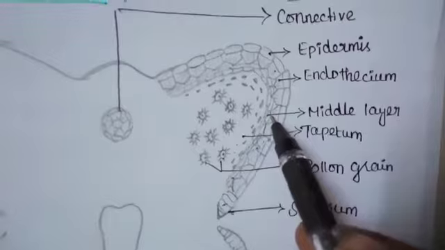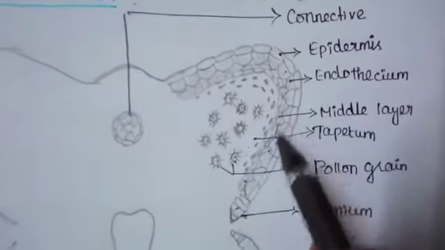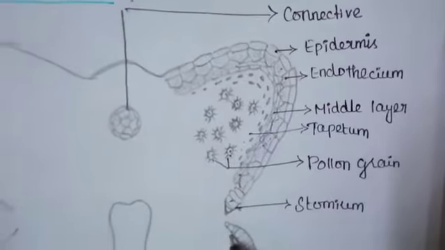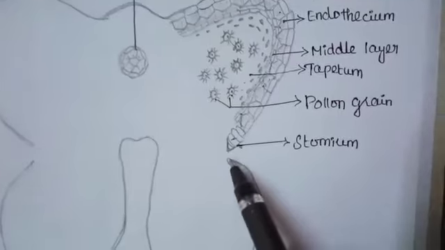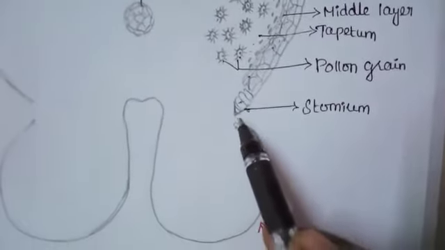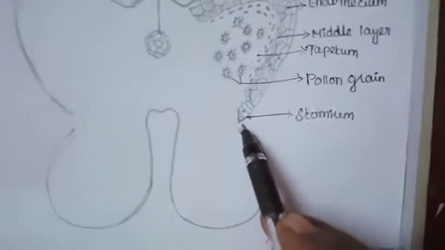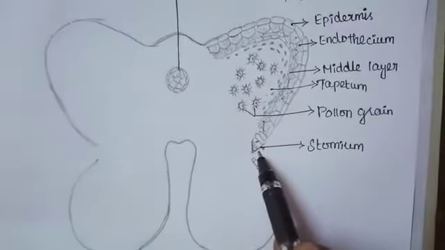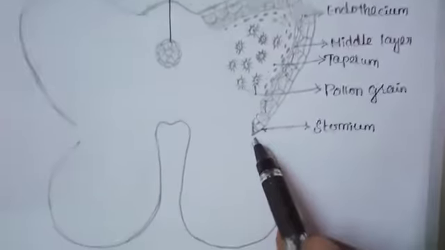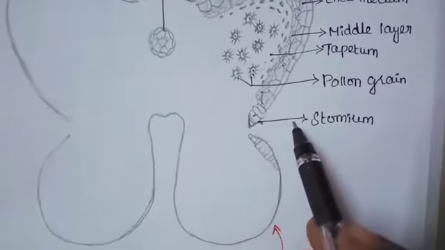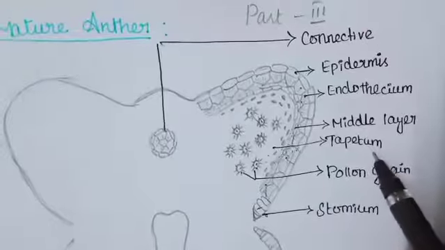The cells at the junction of the two sporangia of an anther lobe lack these thickenings. This region is called the stomium. This region helps in releasing the pollen grains at maturity.